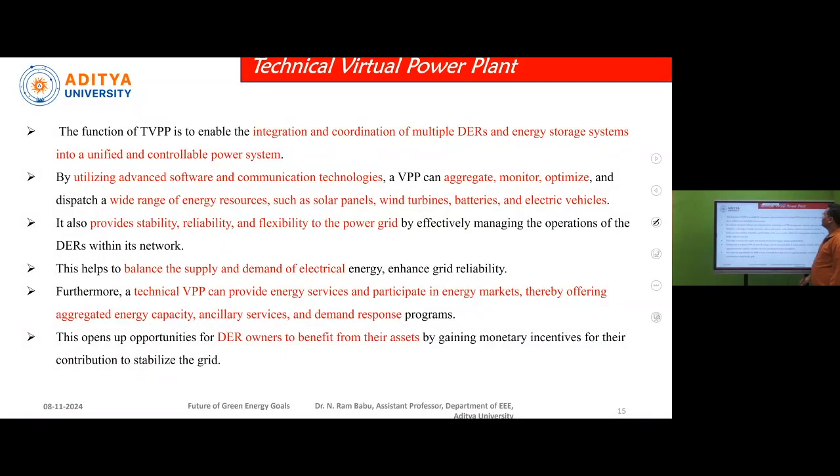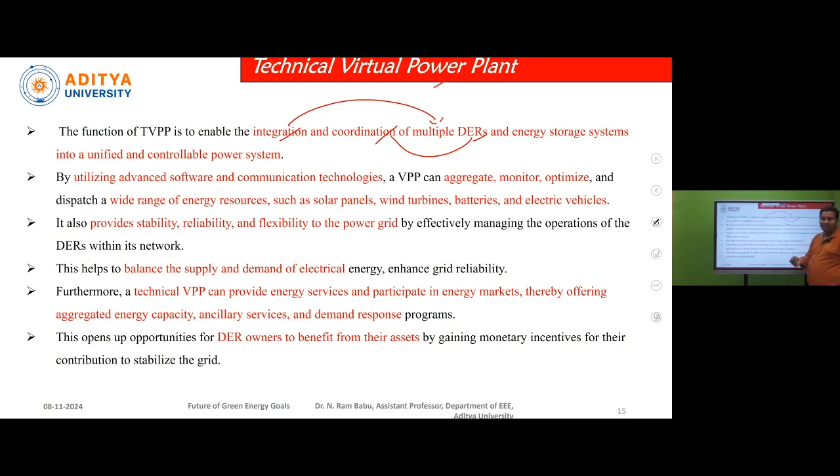Okay. Now let us go into detail about the technical virtual power plant. The main function of the technical virtual power plant is that it provides integration and coordination of multiple distributed energy resources. Earlier, I told that distributed energy resources means a group of energy resources. It provides coordination among the multiple energy resources, and it also integrates new energy resources into the DER, that means distributed energy resources.